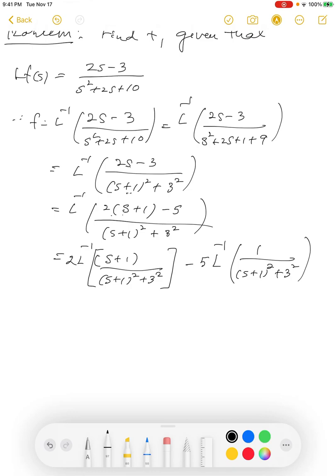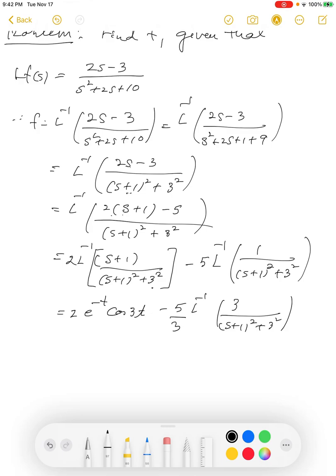This is just going to be the Laplace transform of cos 3t, but shifted by minus 1. So its inverse transform is e to the minus t cos 3t. A is 3 here. Now here again it's sine, but the Laplace transform of sine 3t is 3 divided by s square plus 3 square. So I got to have 3 on the top. So I put 3 on the top, but then you divide by 3.